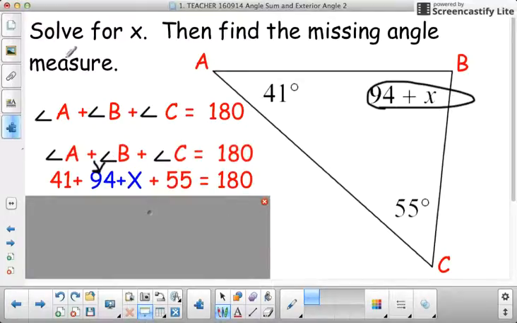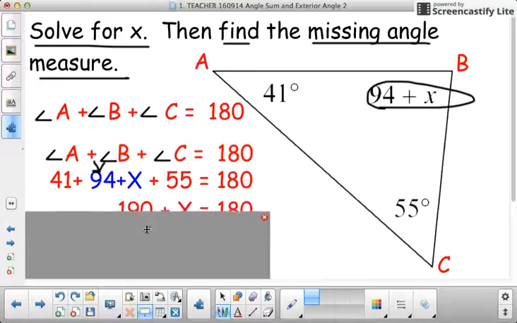Notice, I'm getting ahead of myself. Notice that the question says solve for X. I'm going to do that first. Then it says find the missing angle measure. The angle measure simply means the degree measure of the angle. So what I have to do first is add all these up, set them equal to 180 because it's a triangle, and then take that X value and plug it back in. When I do that, you should notice something slightly peculiar.